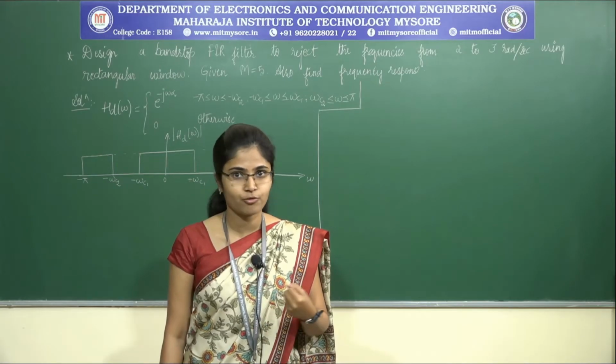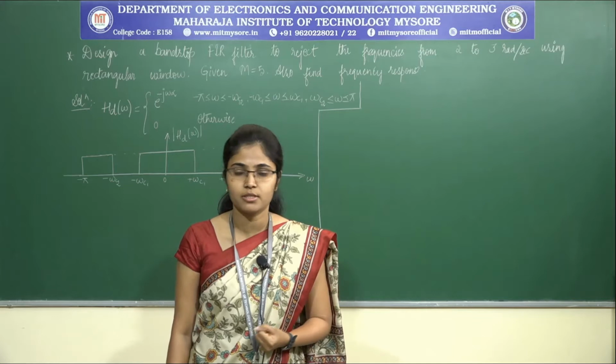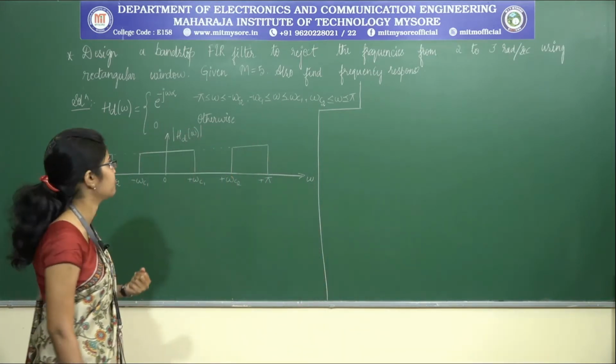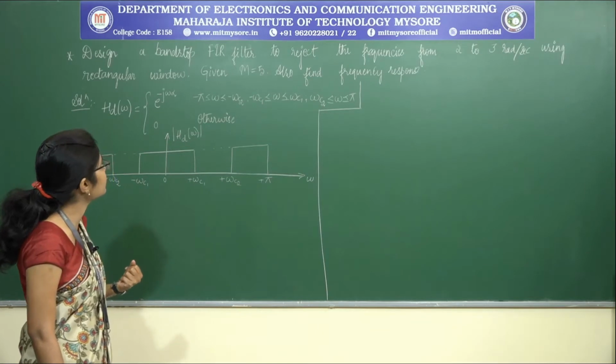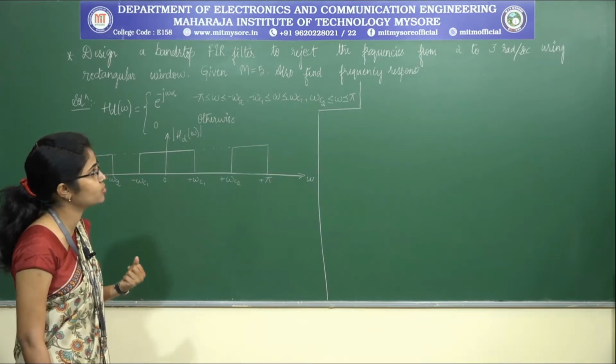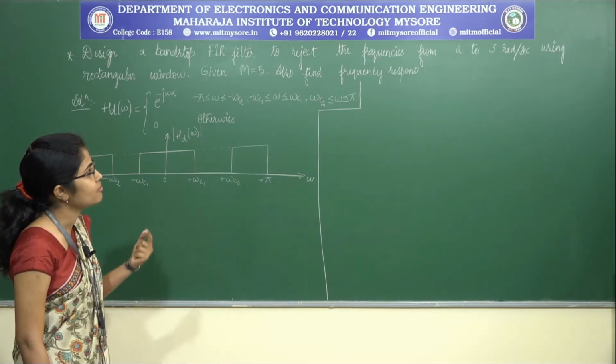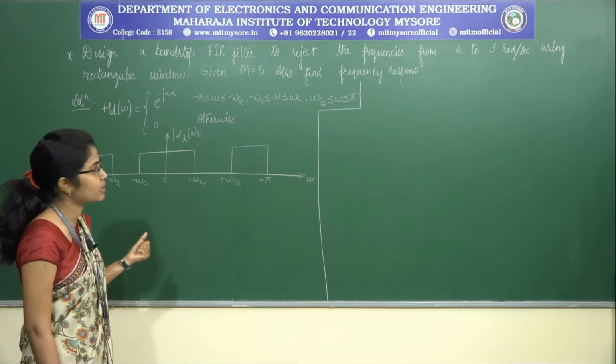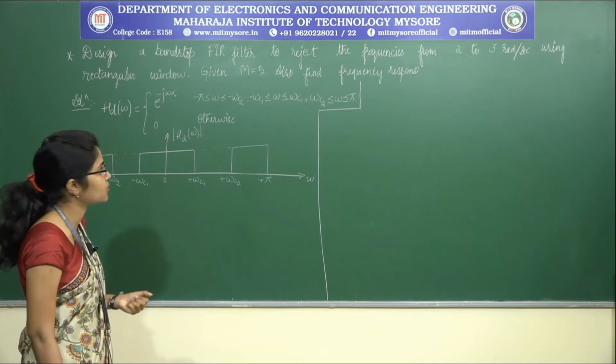In previous classes we saw a few problems on the designing of FIR filter. So today we will see some more problems on the design part of FIR filter. So the question is, design a band stop FIR filter to reject the frequency from 2 to 3 radians per second using rectangular window, given M is equal to 5.